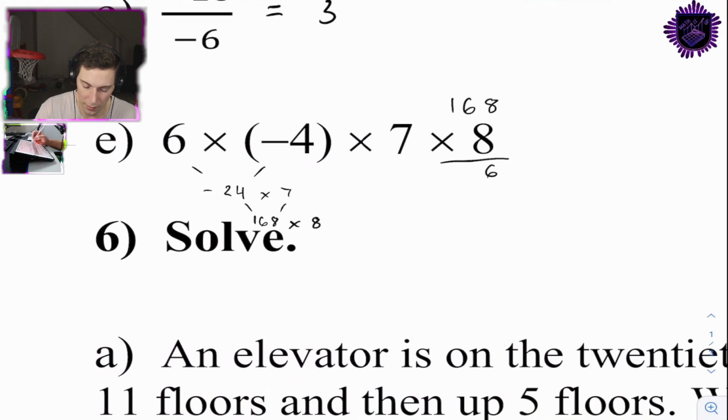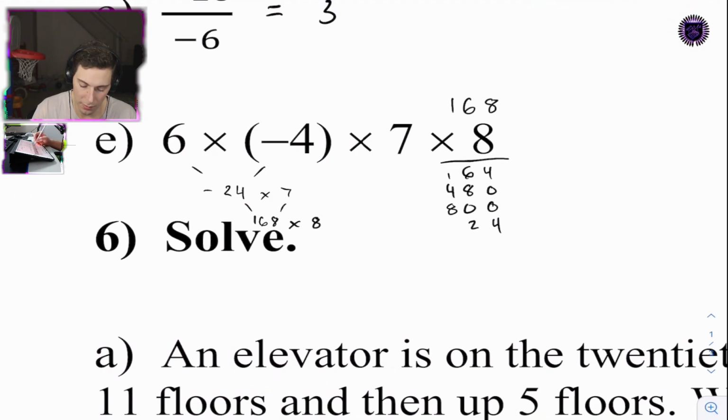Okay. 64. And add my 0. And then 8 times 6 is 40. 42? No. 56. No. 48. Ugh. My times table. And then 8 times 100 is 800. And then we go 4. We go 12. We carry the 1, 5. And 13. 13, 24.